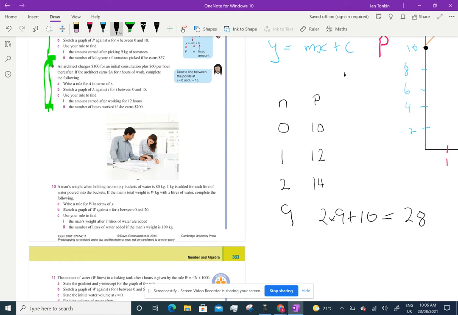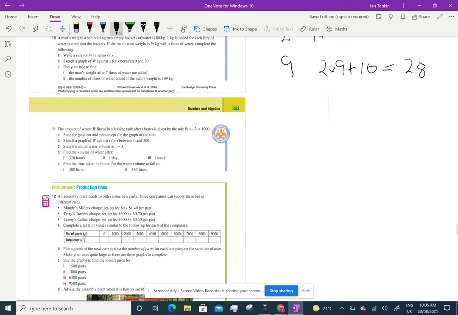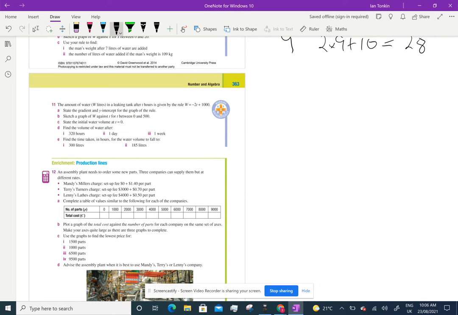Question 9. An architect charges $100 for a consultation plus $60 per hour. Okay, and we've got to write with A and T. So how much does the architect get paid? Well, they get $100, but I'm going to write that at the back. $100 to start with, plus $60 for every hour.